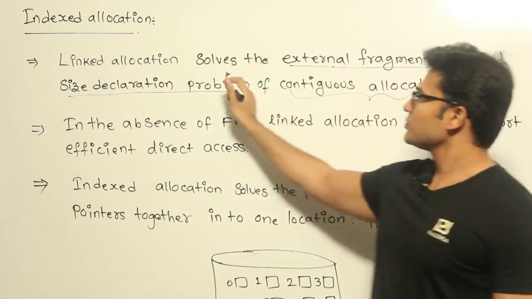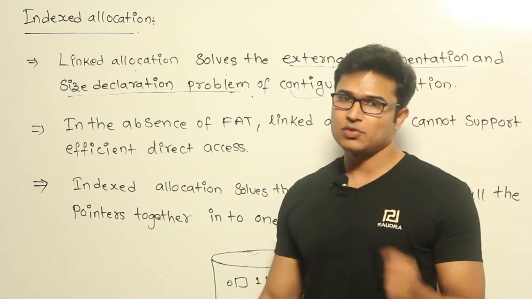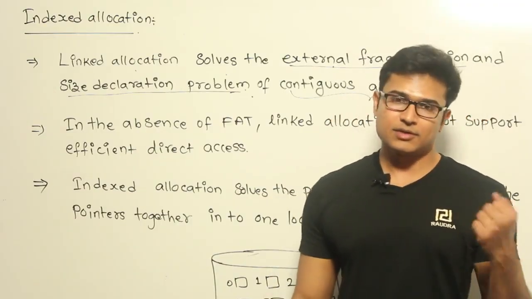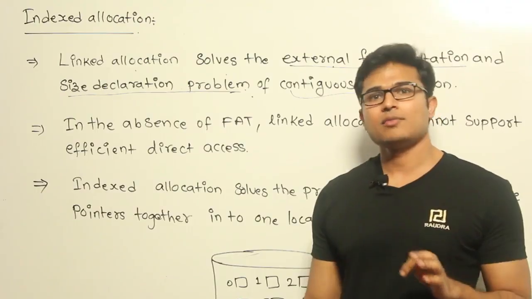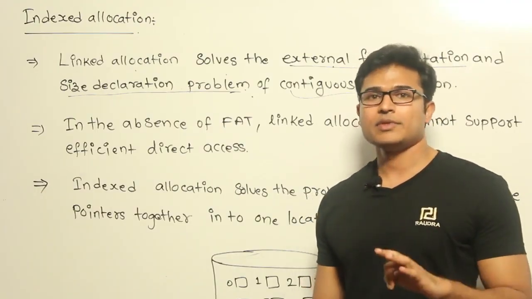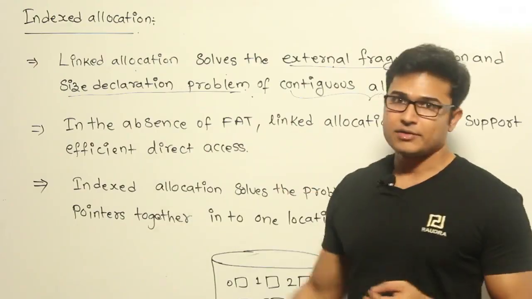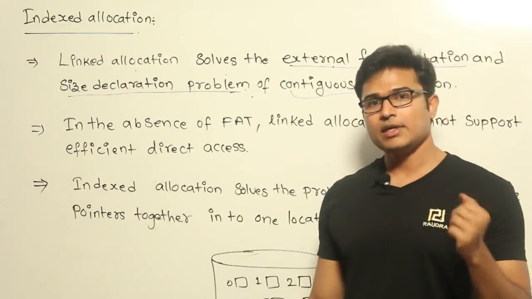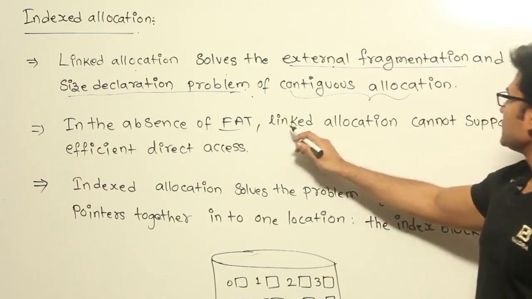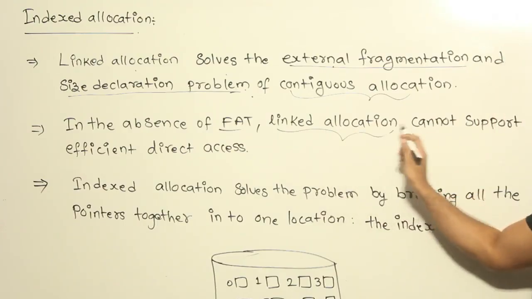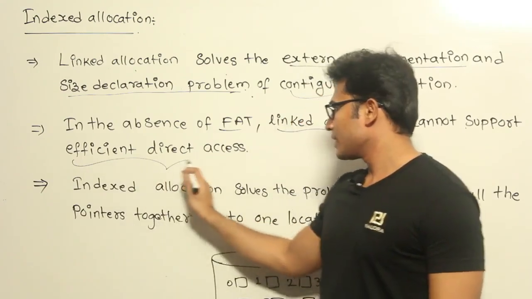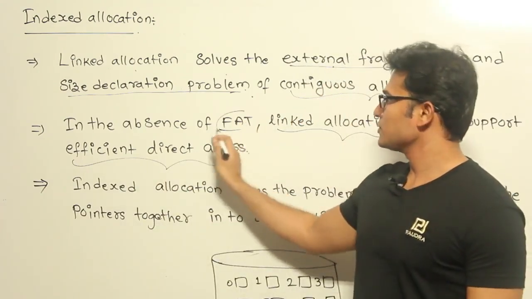Now these two problems are solved by linked allocation, as I told you. Now what was the problem in linked allocation? The direct access, that is, the random access. This problem has been solved by the FAT, isn't it? So FAT has solved the disadvantage of the linked allocation. The linked allocation was not able to support the random access or the direct access. That is why FAT was used, right?